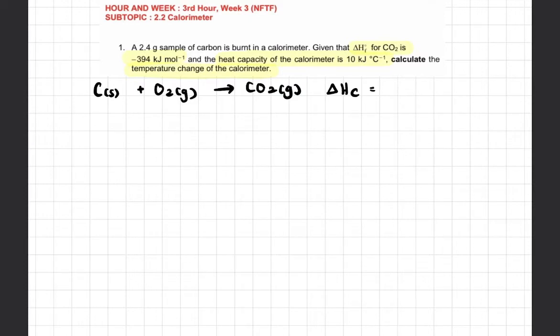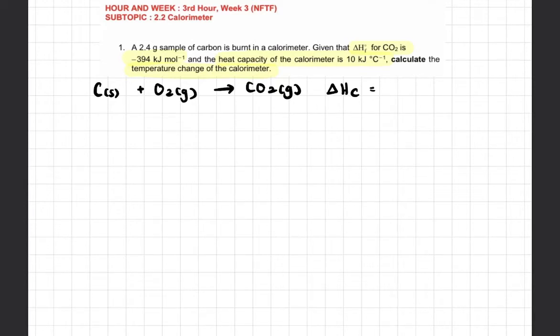So sebenarnya reaction combustion untuk carbon ni, okay, samalah juga dengan reaction formation of CO2. Sebab tu bila dia bagi enthalpy of formation, sebenarnya enthalpy of formation of CO2 samalah juga dengan enthalpy of combustion of carbon. So, dia benda yang sama tapi dia membawa maksud yang berbeza. Kita tengok daripada perspektif yang berbeza.